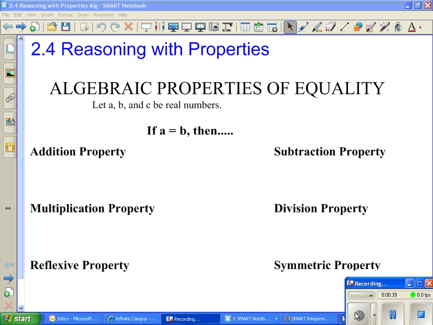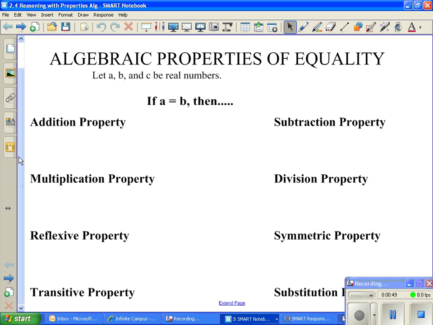You've seen them before. We're going to let A, B, and C be real numbers, numbers that are on the number line. If A equals B, then if you're doing the addition property, the property of equality means if you do it to one side, you have to do it to the other. So if I add C to one side, then I have to do it to what? The other side. That's called the addition property of equality, or additive property of equality.